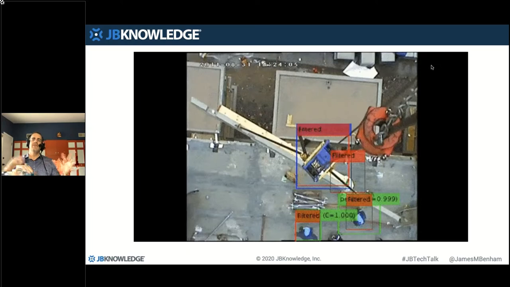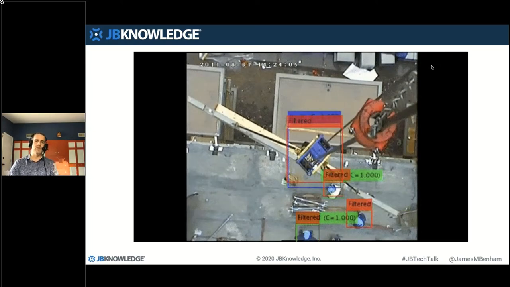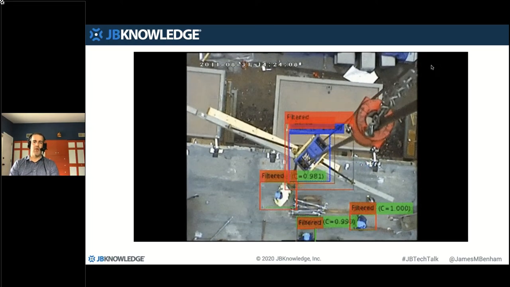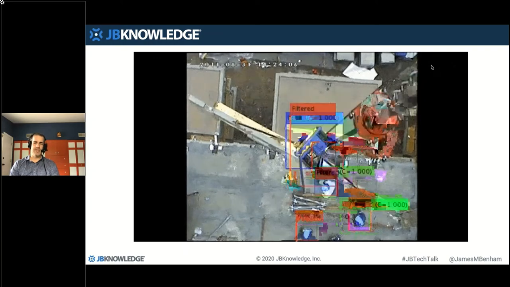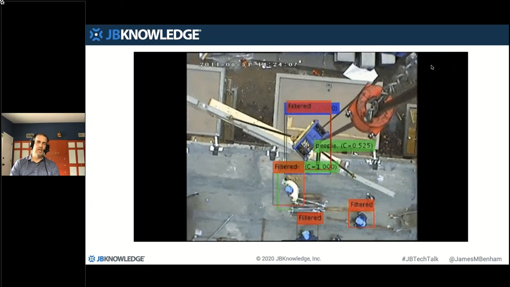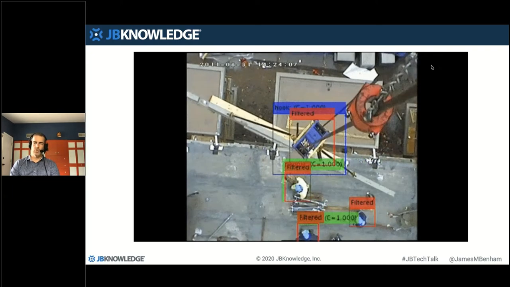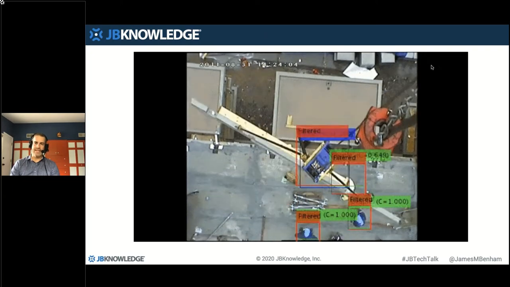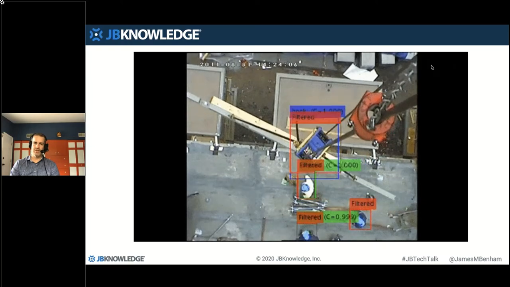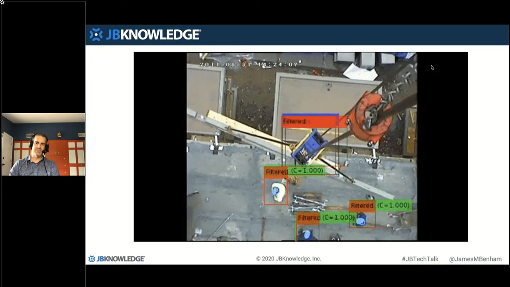And so you'll see this is what a machine sees when it looks at a security camera or a crane camera on a job site. It's able now, using a subset of artificial intelligence, machine learning and deep learning, to identify what is in the image that it's looking at. It can actually start identifying and tagging what's in the image.